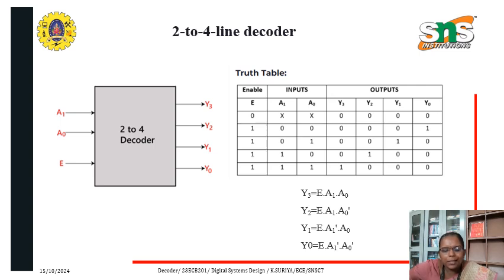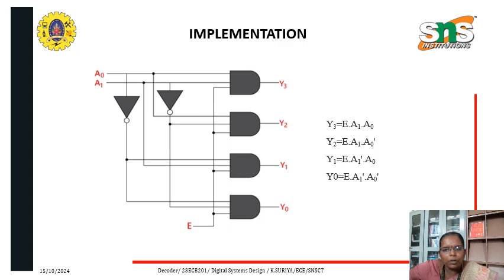So the equations are as follows. Y3 is equal to E into A1 into A0. Y2 is equal to E into A1 into A0 bar. Y1 is equal to E into A1 bar into A0 and Y0 is equal to E into A1 bar into A0 bar. The logic diagram for this 2 to 4 line decoder is shown here. So you'll be using NOT gates and AND gates here in order to get Y0, Y1, Y2 and Y3. You'll be having 3 inputs, enable, A1 and A0.